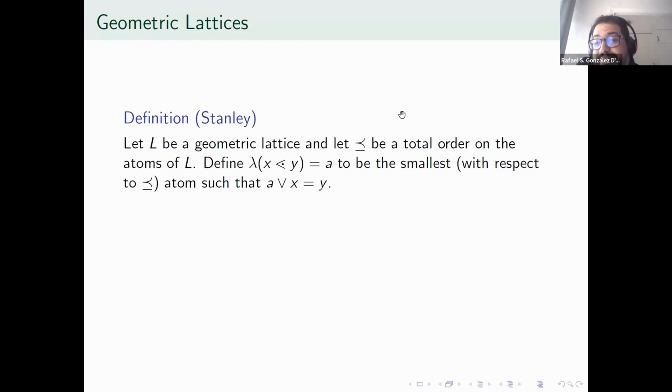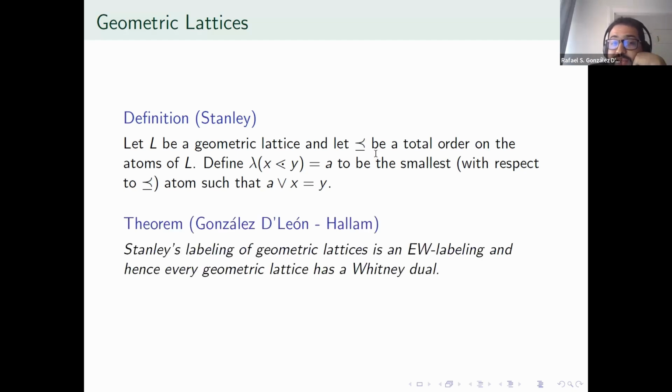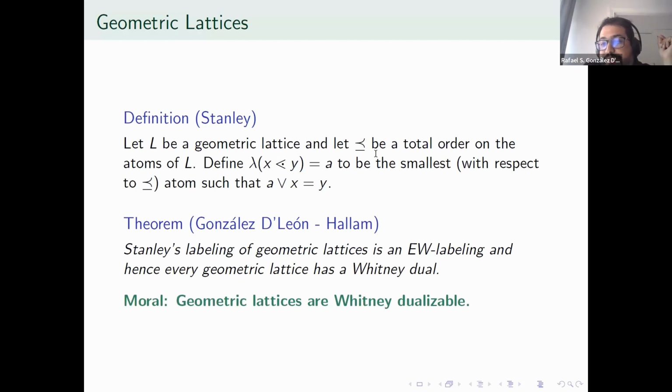So the big example is geometric lattices. There is a minimal labeling of geometric lattices that's standardly defined. Every time you have an edge, a cover relation, you order all the atoms in a linear order, and you take the minimal atom that takes you up. People know this as the minimal labeling. And we prove that the minimal labelings are all EW labelings. Basically, the moral of this is that all geometric lattices are Whitney dualizable, even in multiple ways, to answer the question of Steven before.